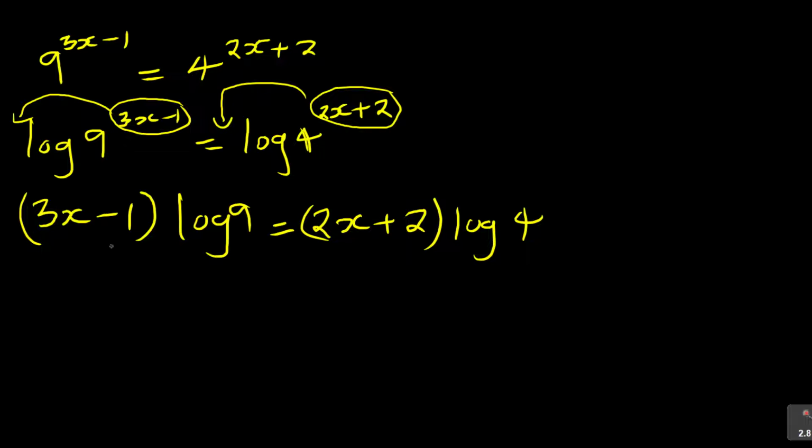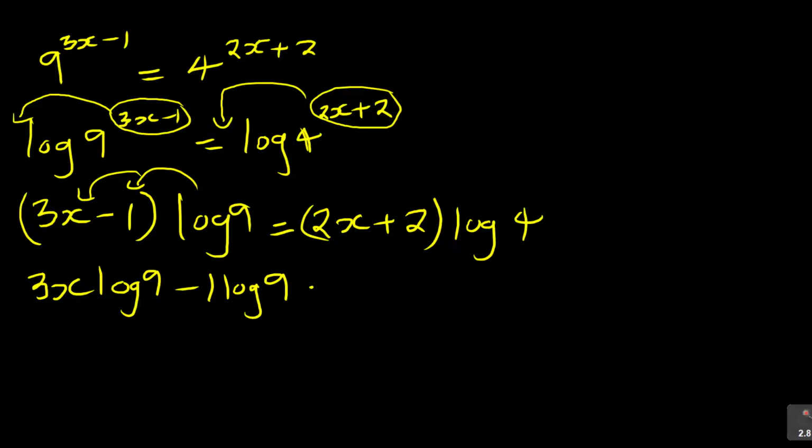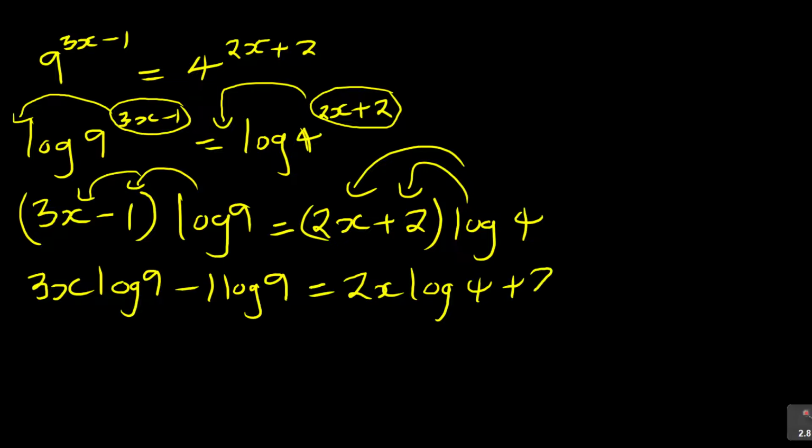We are simplifying here. We want to find x straight away. We don't want to do a lot of things here. So open up the bracket, which is 3x log 9. I'm expanding here and here. So minus 1 log 9 is equal to, again, I'm expanding, which is what? 2x log 4 plus 2 log 4.